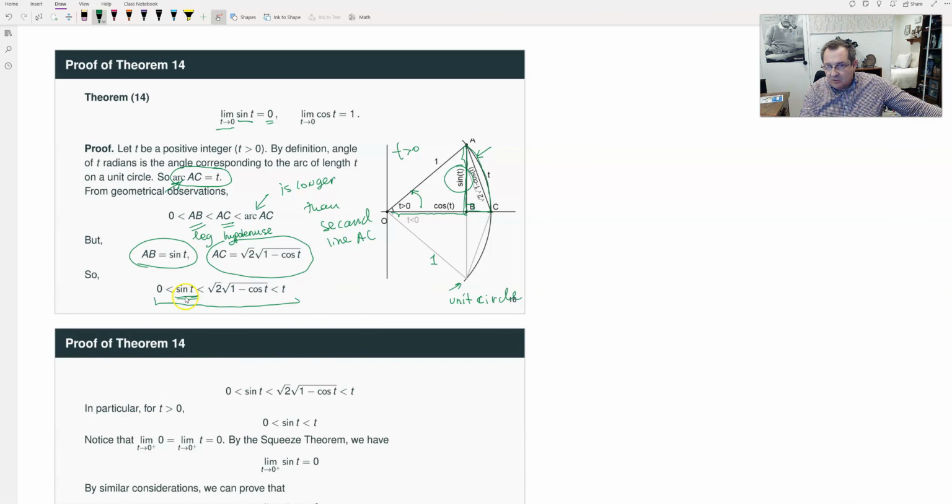Sine t is a non-zero value, so it's going to be strictly greater than 0 for positive angle. That would be AB. Then AC is replaced with square root 2 multiplied by 1 minus cosine t. And finally, arc AC is replaced by t. We have our inequality. Now, I would like to emphasize that this inequality only holds for positive values of the angle t. But we are almost done.